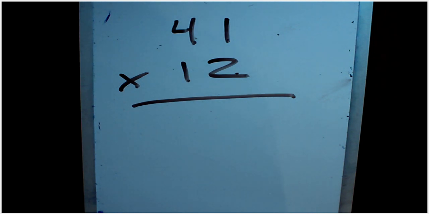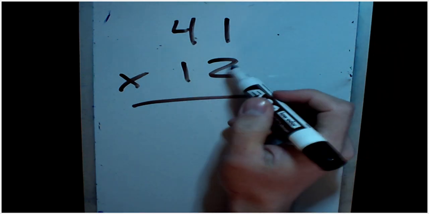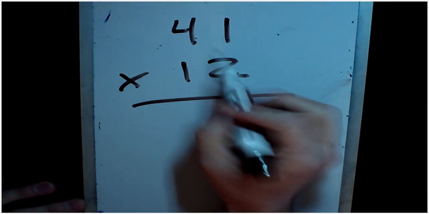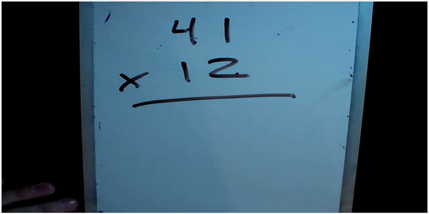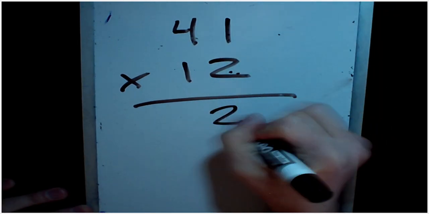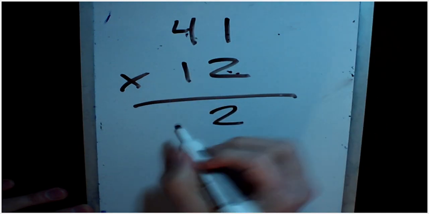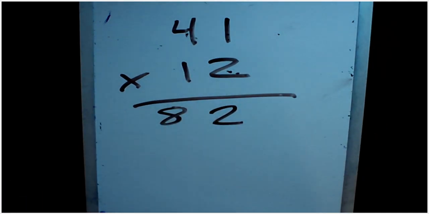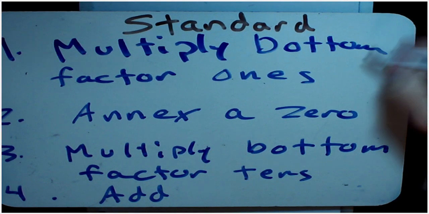I'll repeat that again. In the standard algorithm, you do not have to worry about saying that this is 2 times 40. Just do 2 times 4, because when we annex a 0, it's going to take care of the place value part for you. So I'm going to go 2 times 1 is 2. 2 times 4 is 8. That's the first step. We're not done now. So we've multiplied the bottom factor's ones.